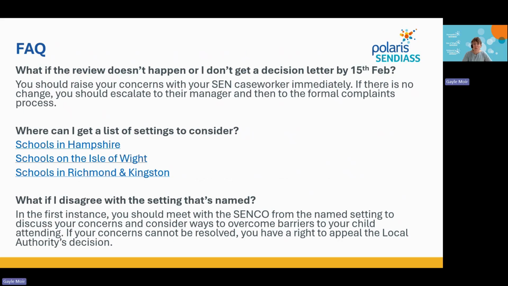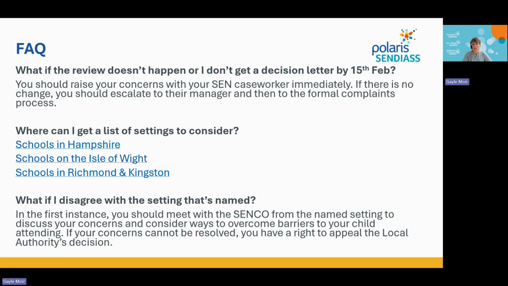Every year we advise lots of families who are working through this process with their children, and these are the questions that we're asked most frequently. So what if the review doesn't happen on time, or what if you don't get a decision letter by the 15th of February or the 31st of March? In the first instance, you should raise your concerns about that with your SEN caseworker straight away. And if there's no response or your concerns aren't dealt with quickly, you can escalate to their manager. You can find out who the manager is through the local authority, or if you are having any difficulty doing that, you can contact us. That's an informal way of addressing your concerns, but is usually the quickest.